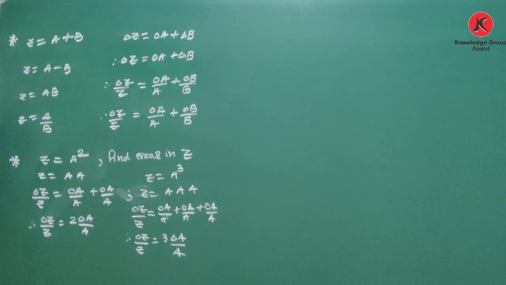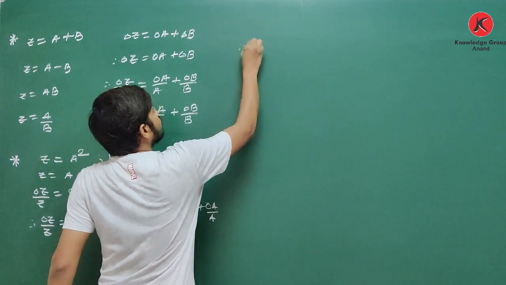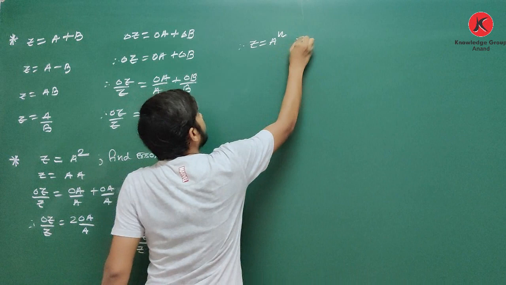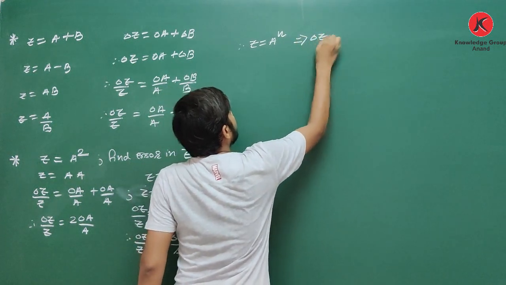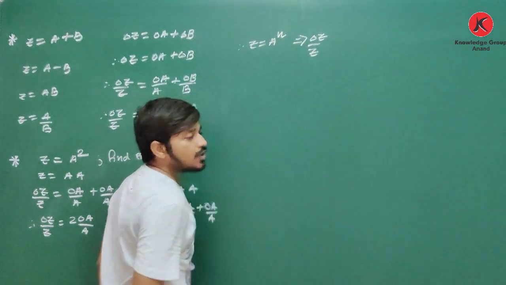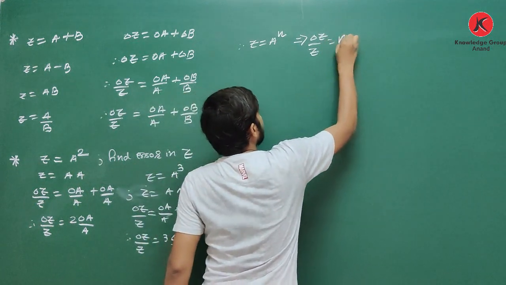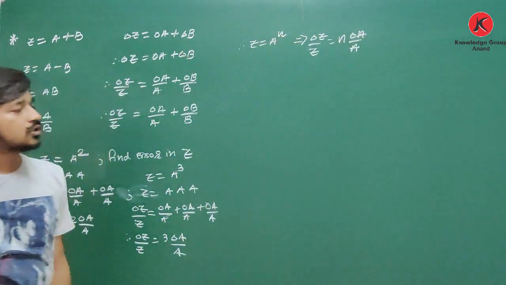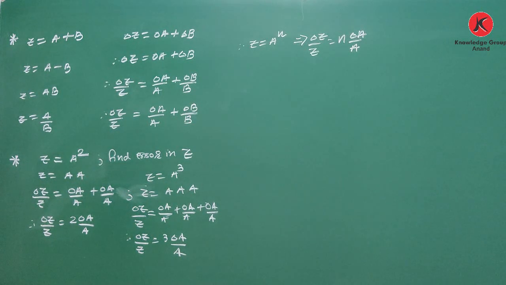So, how to make one general equation? One general equation is, if z is equal to a raised to n, then delta z upon z, that is the relative error result, is equal to n delta A upon A. Clear about this? So yes, this is one extra point that you have to remember.